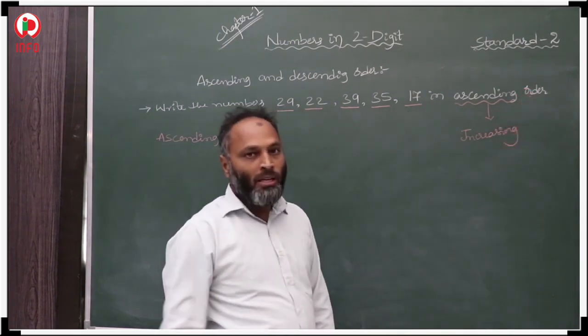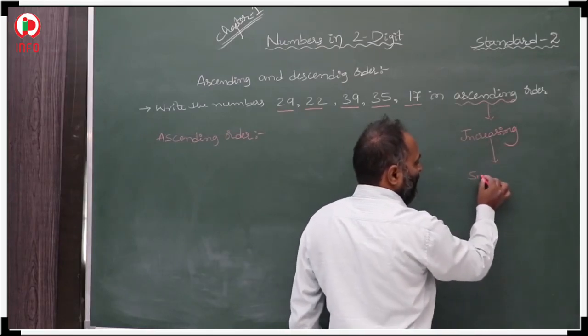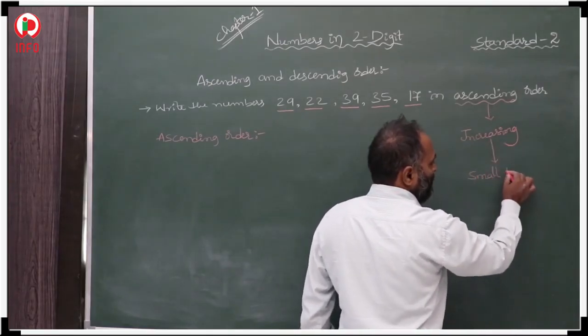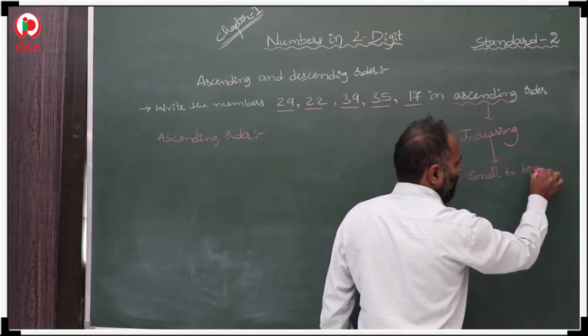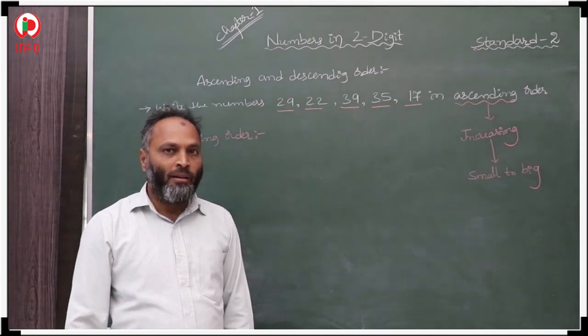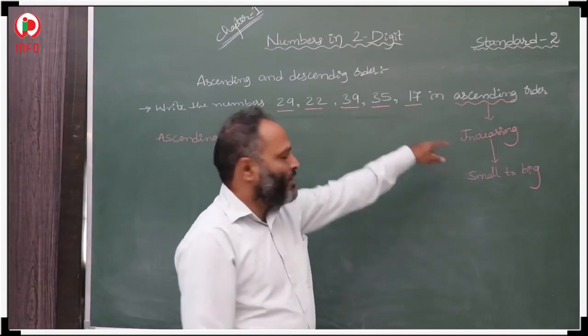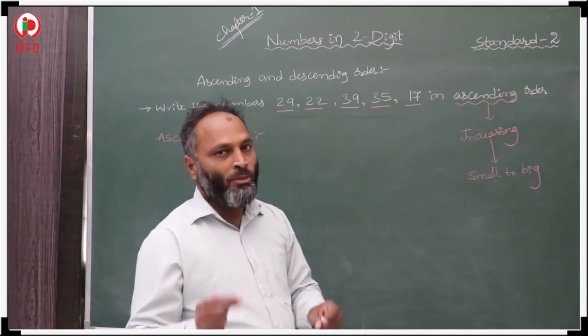Increasing order means small to big. We have to write small number to big number. In these 5 numbers, first we have to decide which one is smaller.